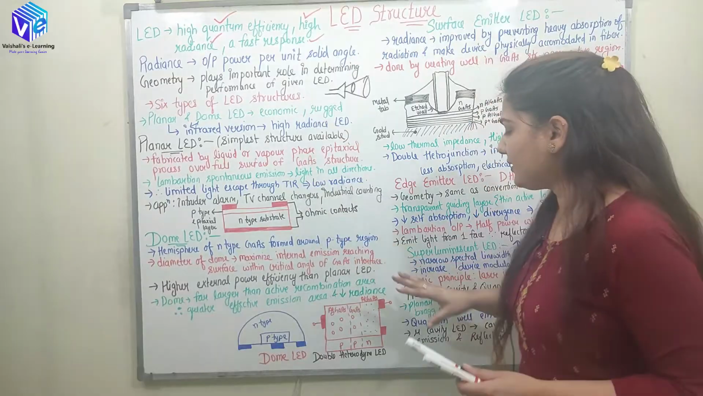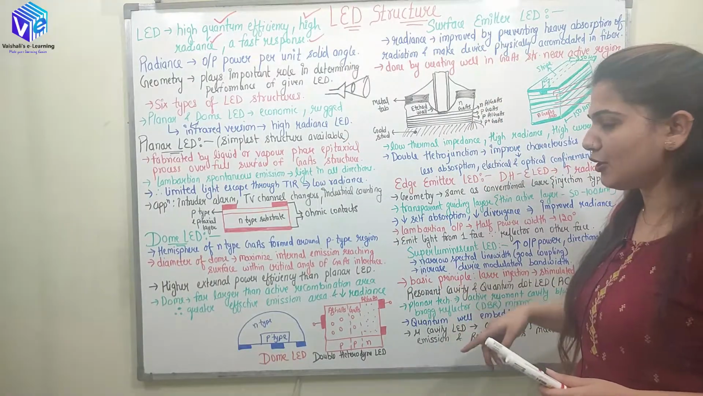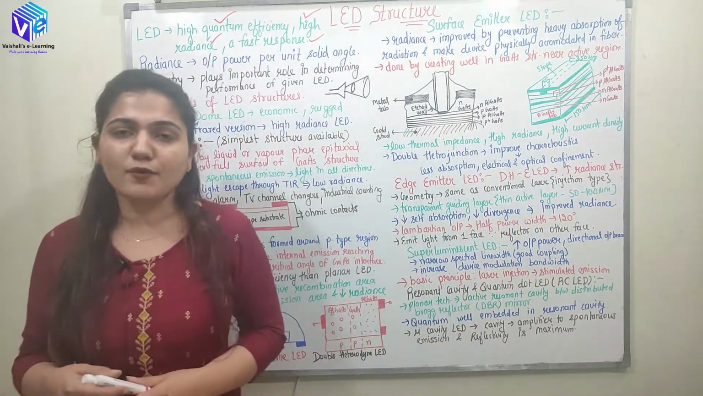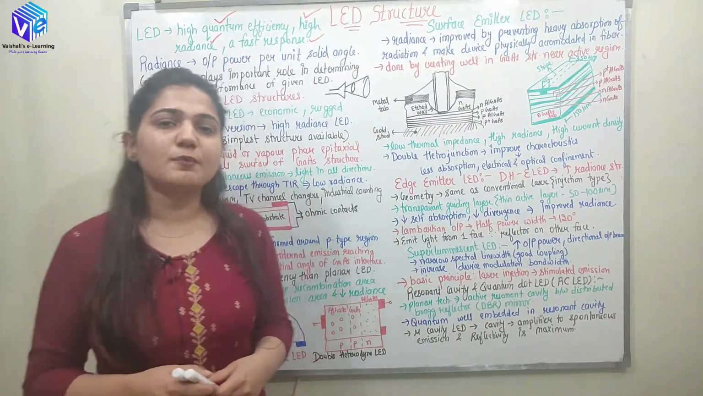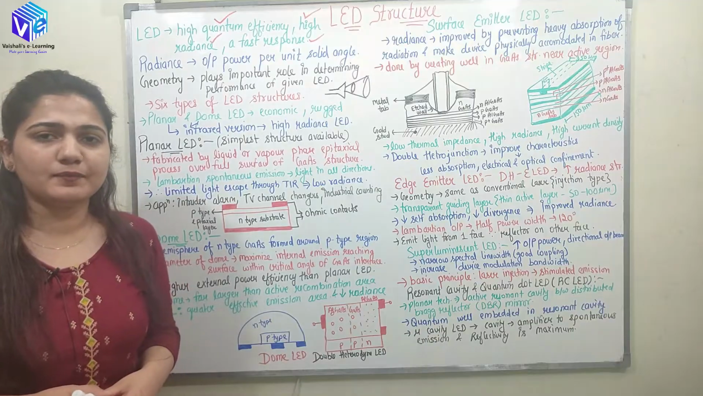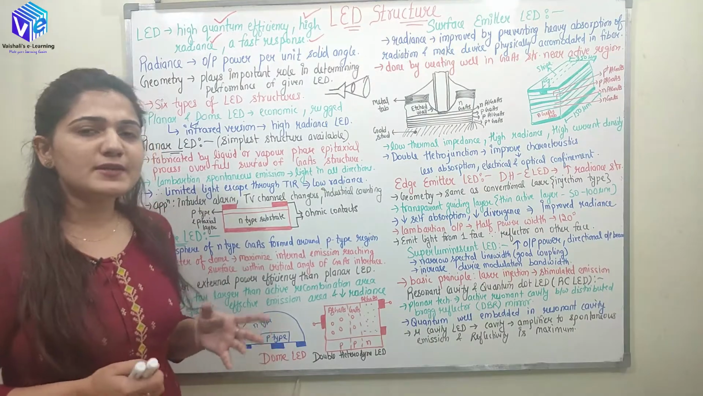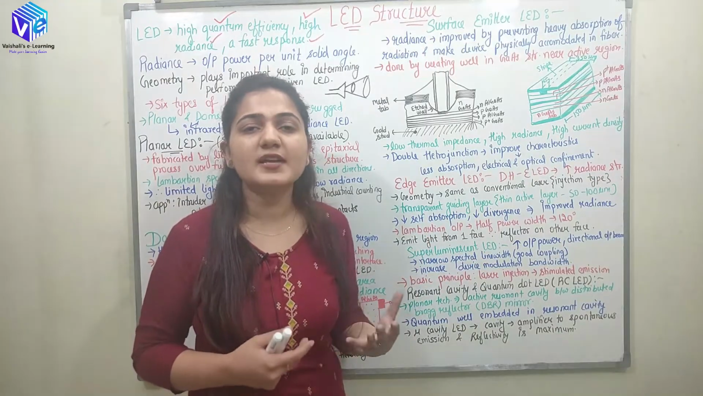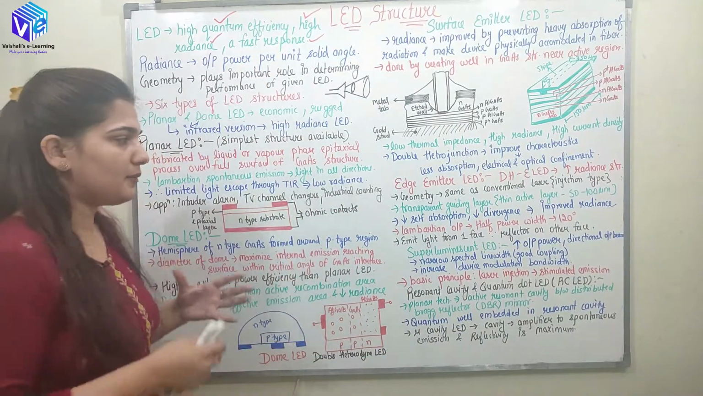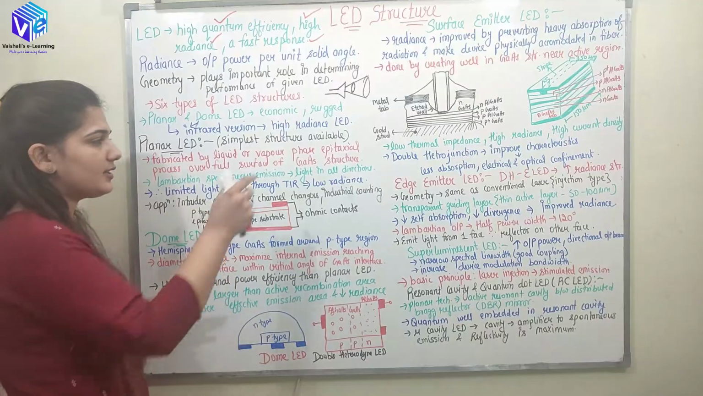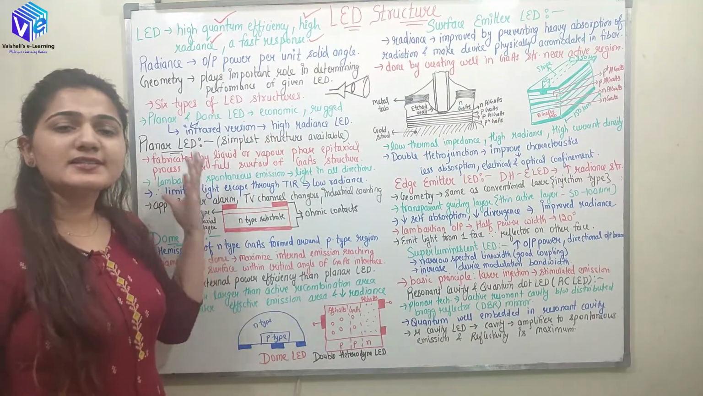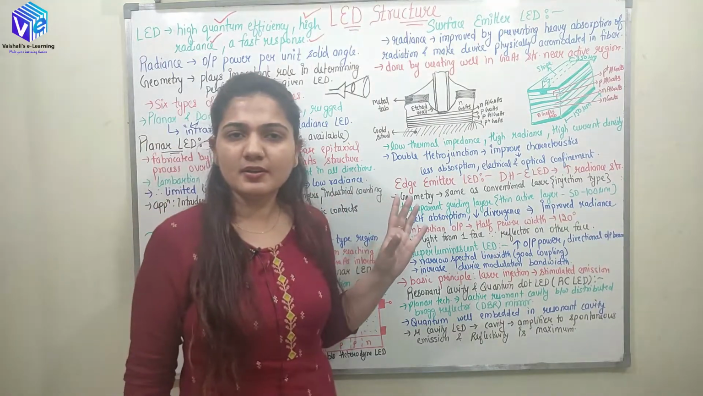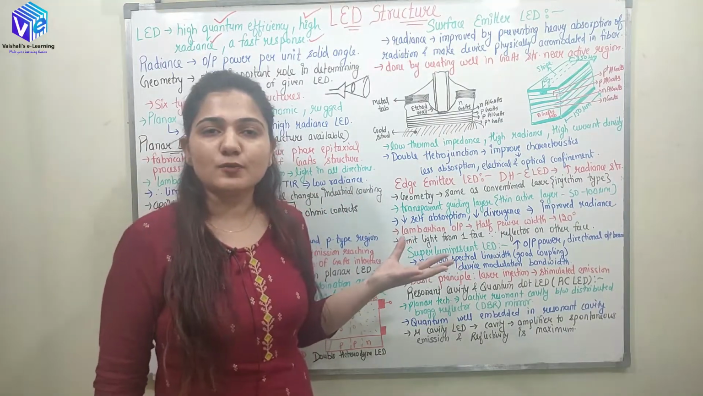On the other hand, the superluminescent LED or the resonant cavity LED are comparatively more costly as compared to the planar and dome LED. Now, we all know that as we increase the quality of the LED TVs, their price is increasing. And now we understood that it is economical as well as rugged, because this structure is very simple and easy to fabricate as well.